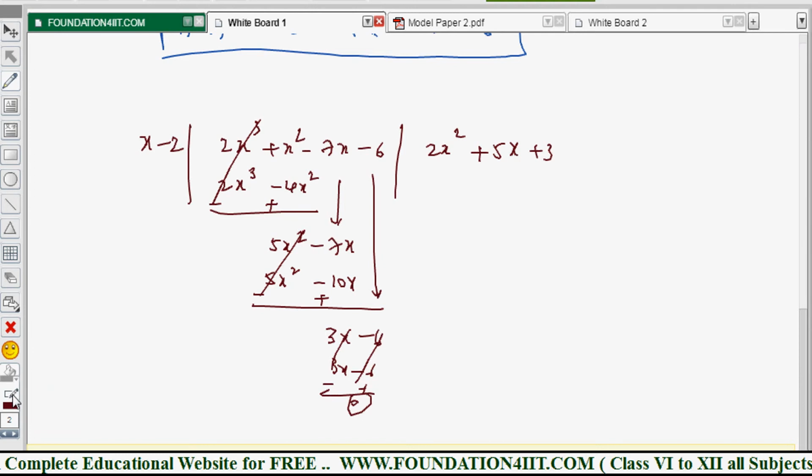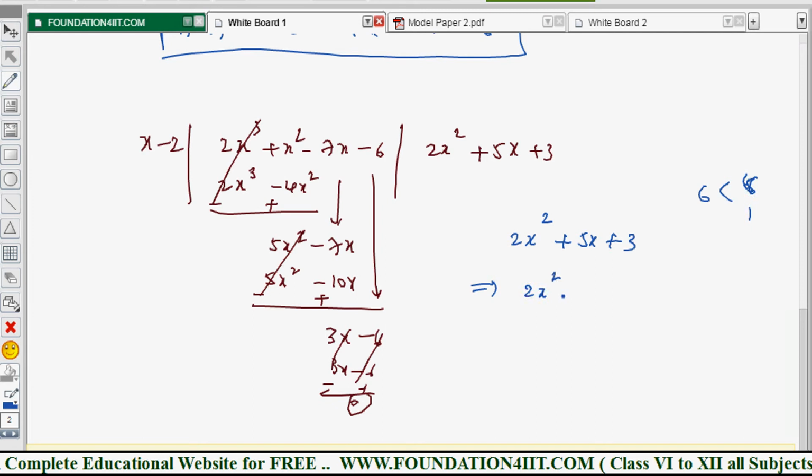Now the quotient is 2x square plus 5x plus 3. This we have to factorize. 2 threes are 6. You can write 5 as 6 minus 1, since 6 minus 1 is 5.